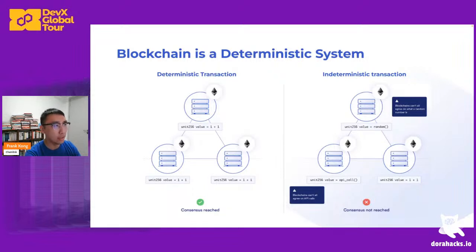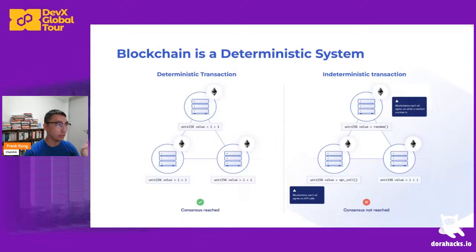If they can get the same result, they can reach consensus and the data can be updated on the blockchain. But if they want to get some data from the Web2 world, maybe different people will get different answers. If they want to get a random number, maybe different people will get a different number, right? So this kind of indeterministic transaction cannot be handled on the blockchain. You just cannot update the data and go through the consensus.